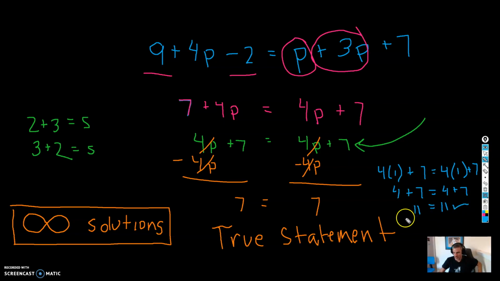And this same situation will happen no matter what number I pick here, whether I pick 2 or 3 or 5 or even negatives or even decimals. I'm always going to end up with a true statement.